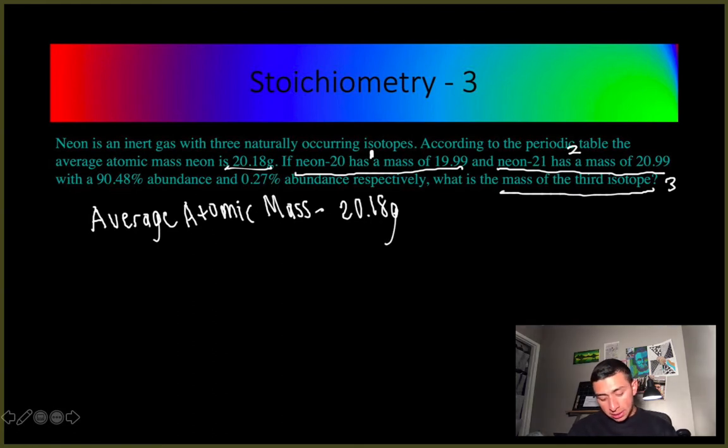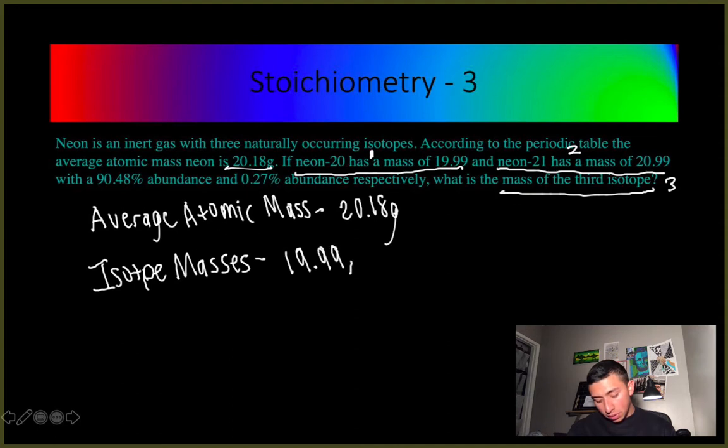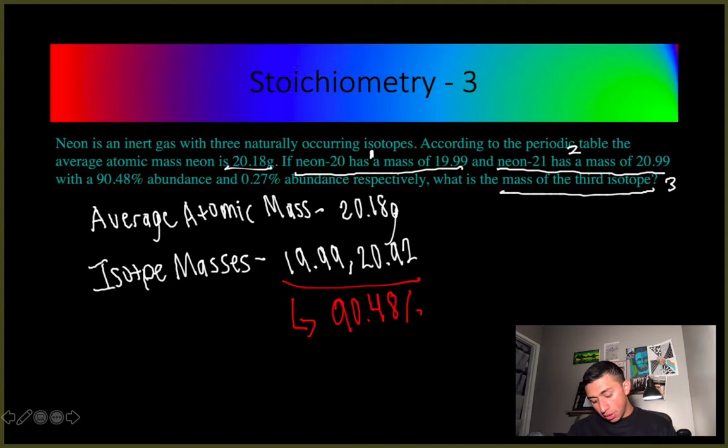Now we are only given the masses of 2 neon isotopes, and those are 19.99 and 20.99. Additionally, we are only provided with 2 percent abundances, the percent abundances of these two neon isotopes, which happen to be 90.48% and 0.27%. So we can set up our problem and see what we are missing.